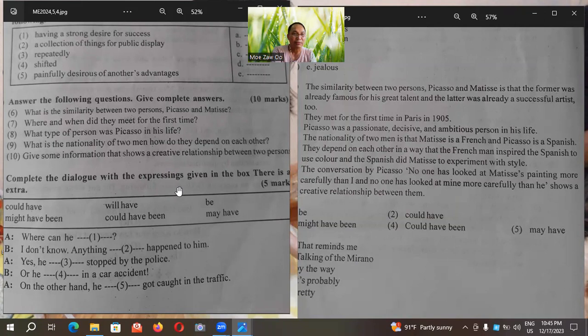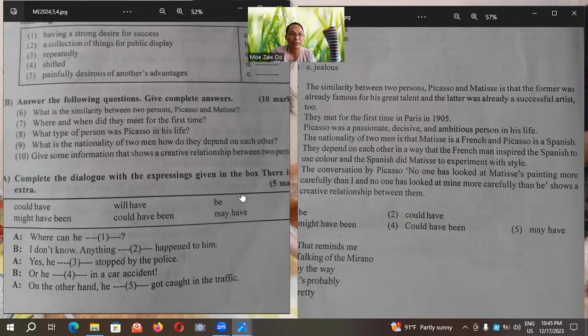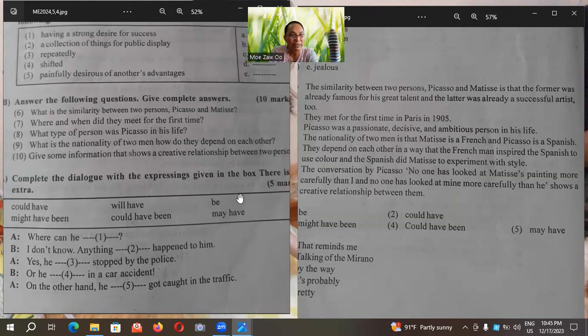Okay, so now question number 7. Complete the dialogue with the expressions given in the box. There is an extra: would have, will have, be, might have been, would have been, may have. Okay.